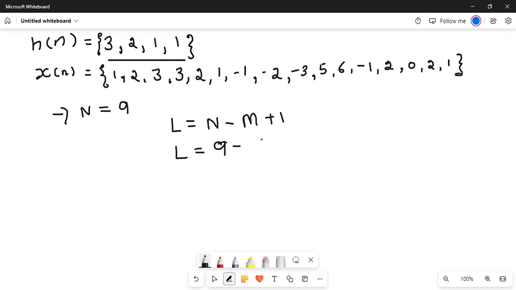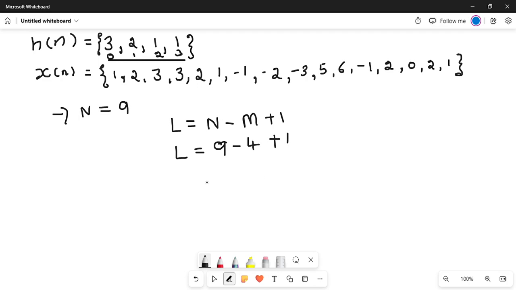Fine. Okay. So 9 minus M is what? M is my 4, right? How many numbers are there? This is 0, 1, 2, 3. So it is 4 numbers, but we will start from 0. Try to start calculating from 0: 0, 1, 2 and 3. So here we are having 4 values. Fine. So it is 9 minus 4 plus 1.